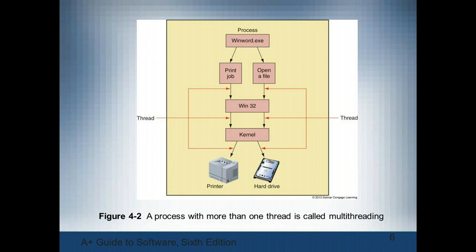This is kind of the way it goes. The process here is one word. The threads would be print a job or open a file. It goes into the Windows 32 subsystem. This is going to be the executive services. Goes to the Windows 32 subsystem. I'm sorry, not the executive services. It goes to the kernel. The kernel then operates, controls, and communicates with the hardware, and that's what this is showing.